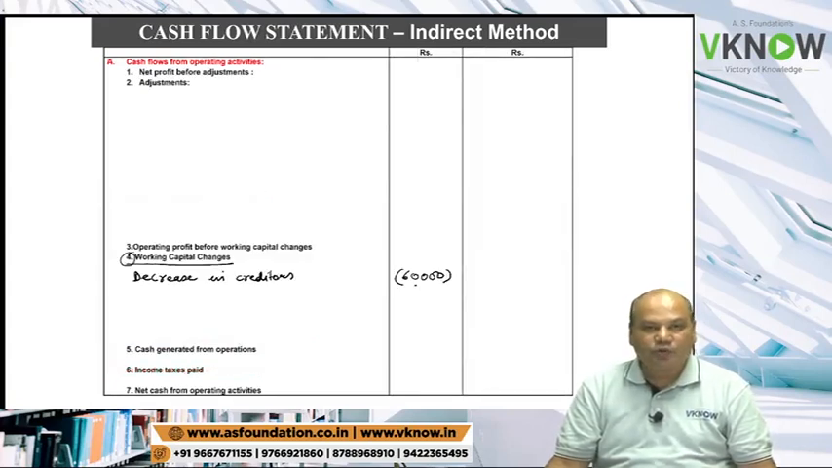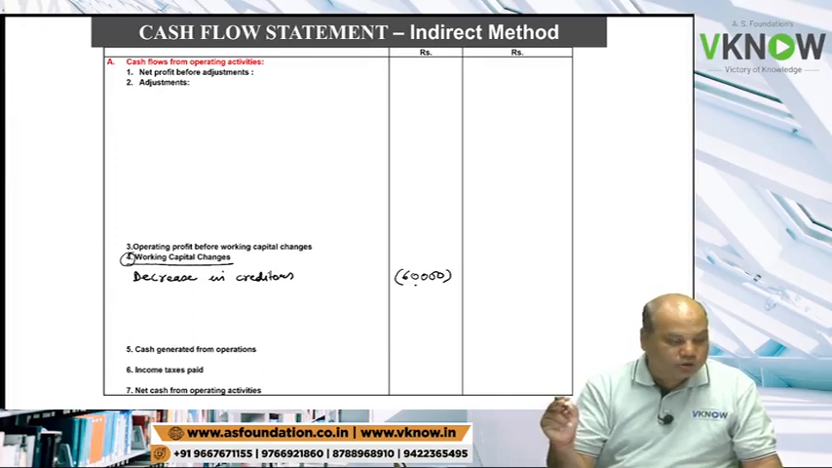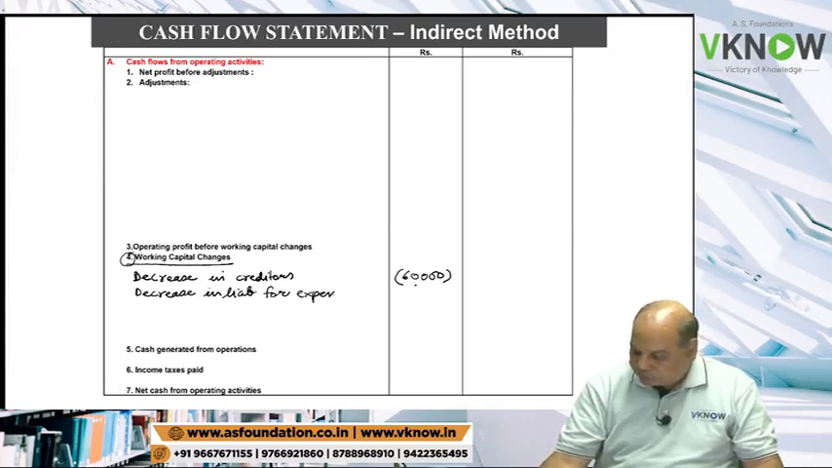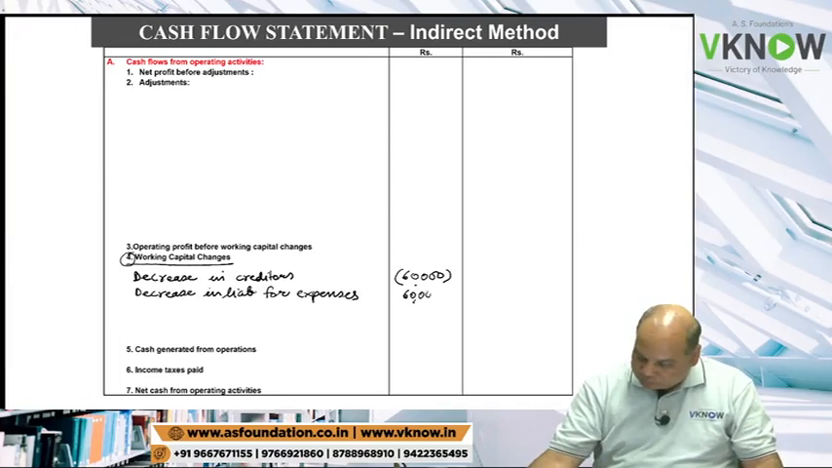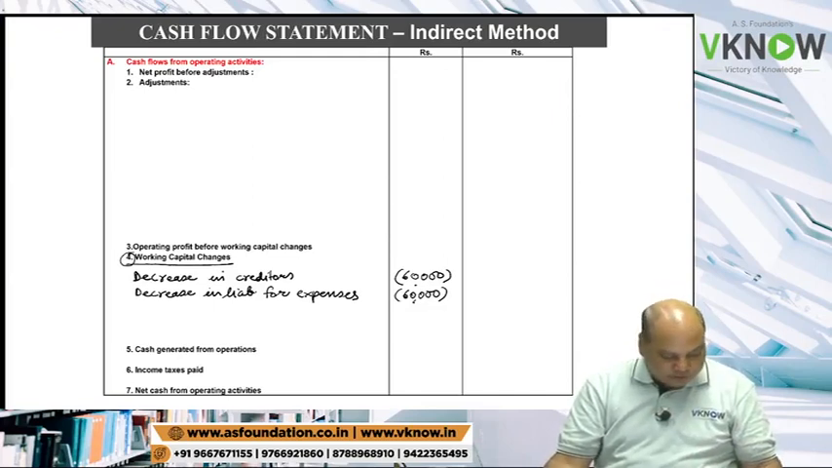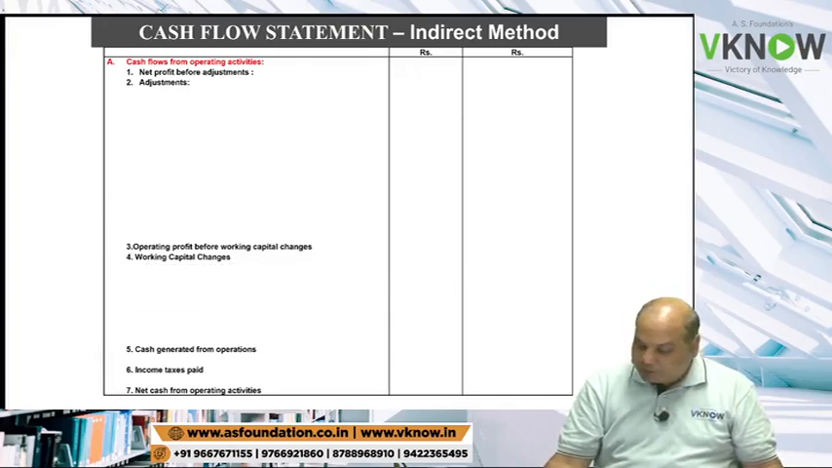Next line, liability for expenses. Operating activity point 4, working capital changes. Opening liability 330, closing 270. Decrease in liability for expenses 60,000. In bracket, decrease in current liability, decrease in cash flow. Next line is dividend payable.